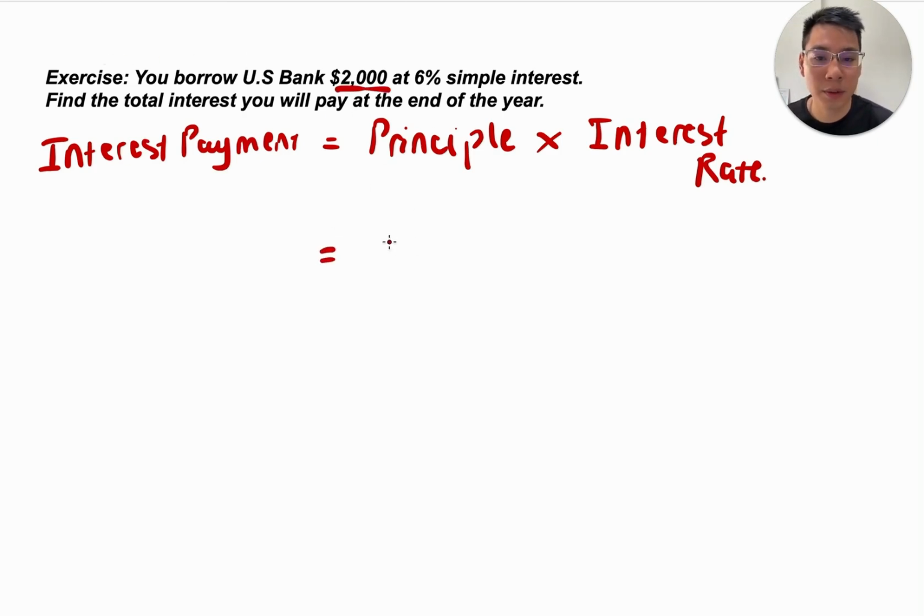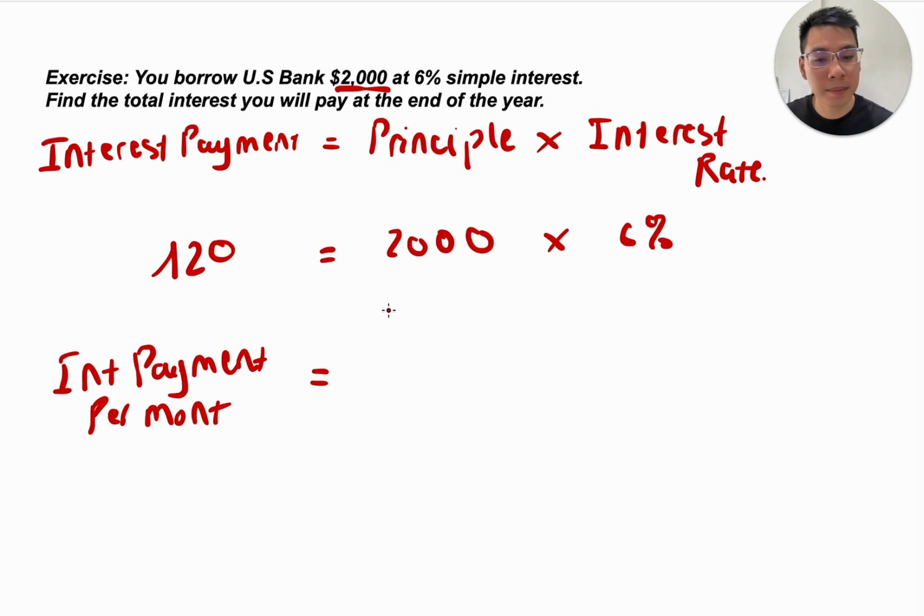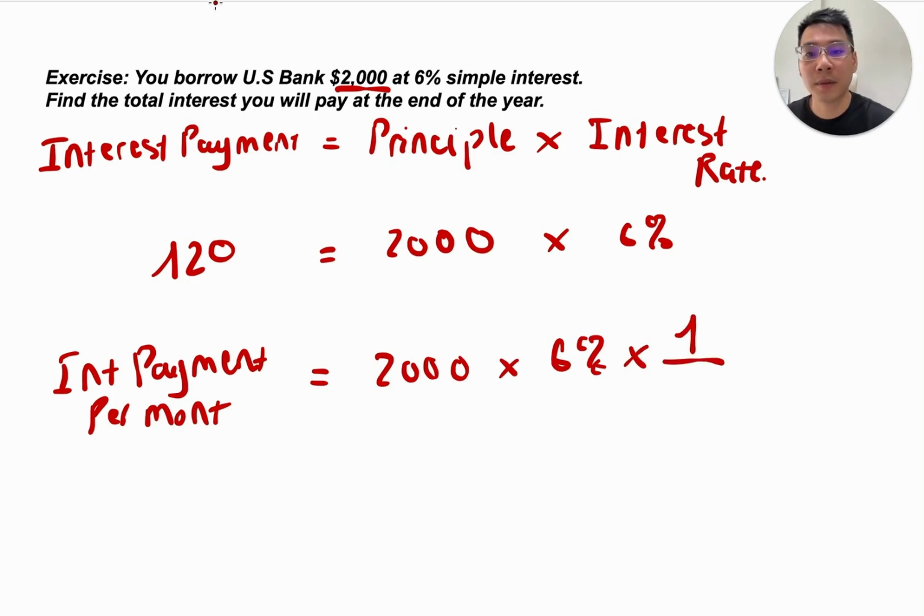What's the principal? We have $2,000 at a 6% interest rate. When we calculate that, it gives us around $120 by the end of the year. That's the total interest payment that we have to pay. That $120 is over 12 months, assuming we borrow at the beginning of the year. So the interest payment per month is based on this formula: 2,000 times 6% times 1 over 12.